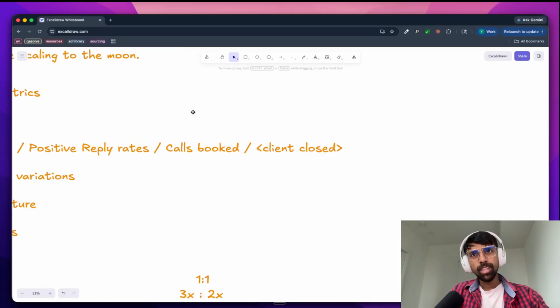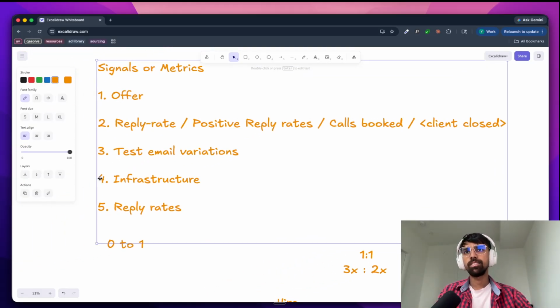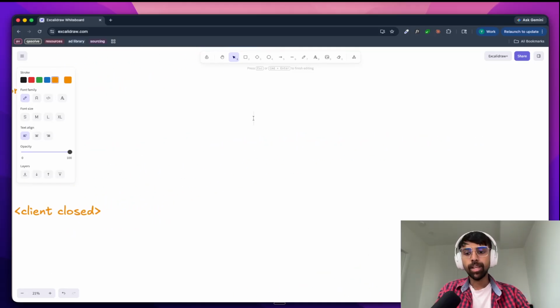I think the offer and the email variations may look similar to you right now, but I'm promising you that they're completely different. Let's begin with the offer. The offer is essentially the way you communicate the value proposition, the risk reversal, and the deliverable in one single sentence or two sentences in your cold email.